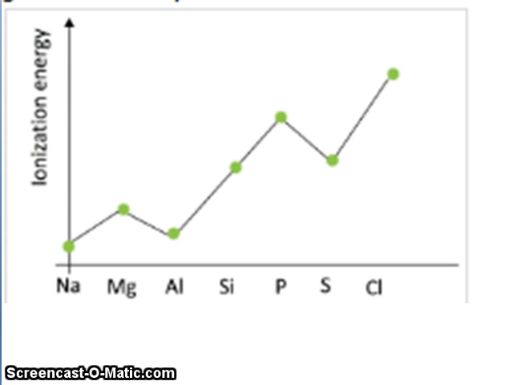So here's a graph showing the general trend going across. So you can see as you go across the period from sodium to chlorine, there's a general increase. However, there are two places where it goes down, and that's what you need to know about in more detail. So first of all, we'll talk about the general case.